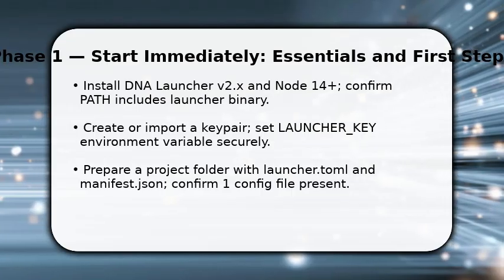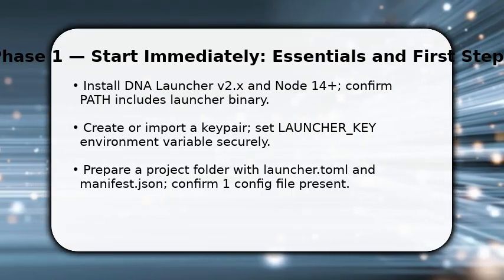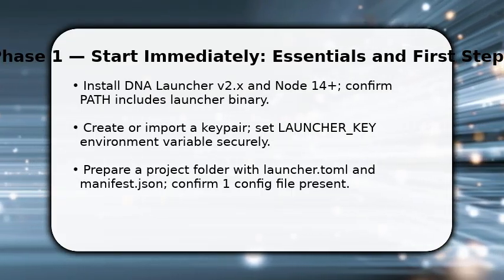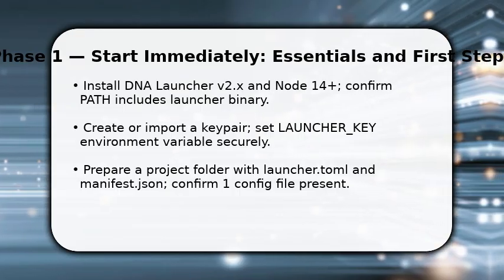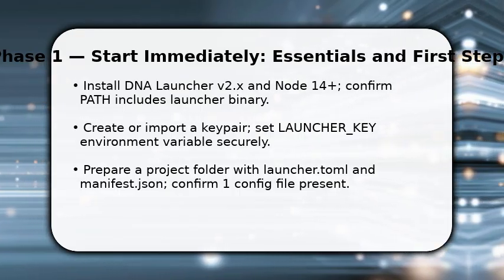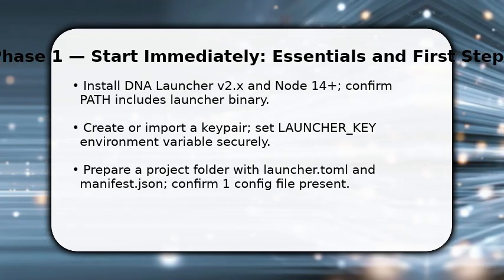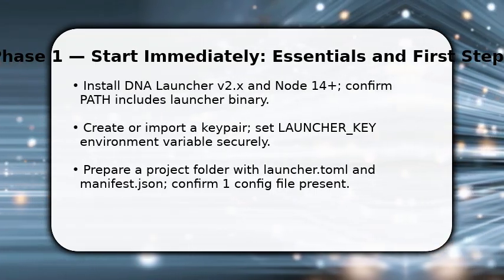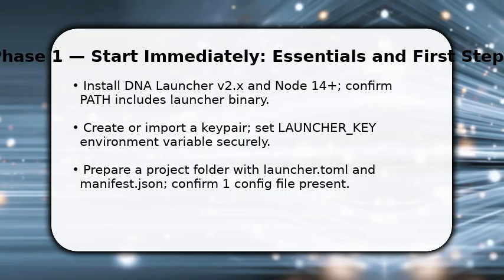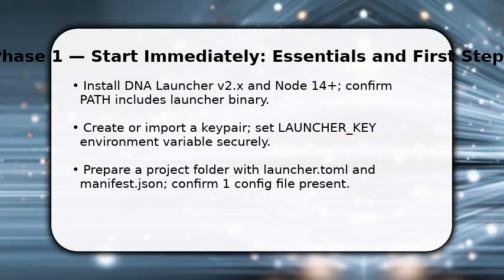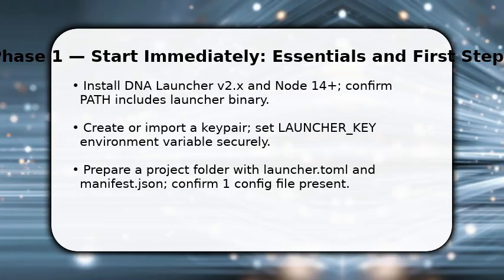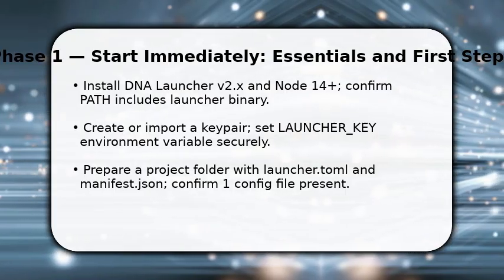You start by verifying essentials, Node 14 or newer and DNA Launcher v2.X installed, because the runtime enforces compatibility. Once done, generate or import a keypair and set launcher KEY so the launcher can sign actions. This avoids interactive prompts. Next, open your project folder containing launcher.toml and manifest.JSON, these tell the launcher what to run.